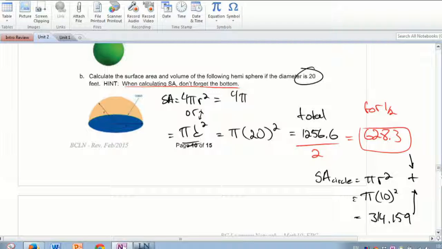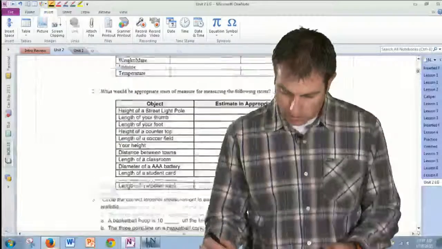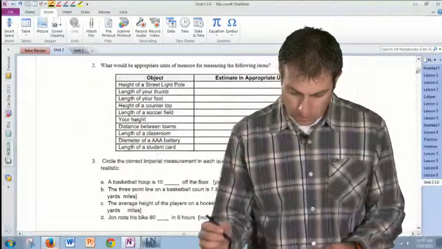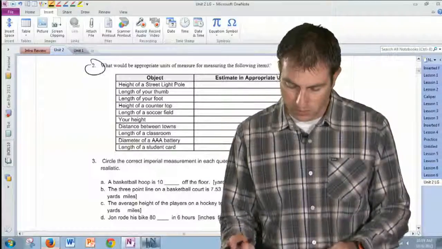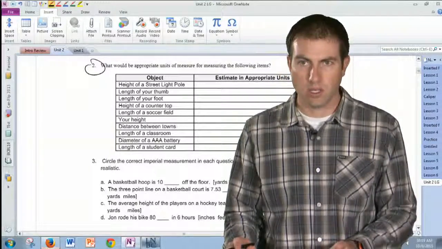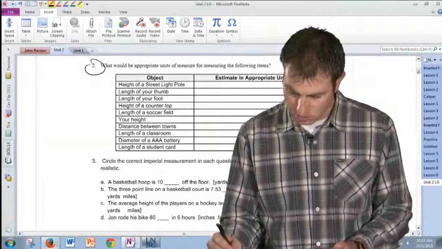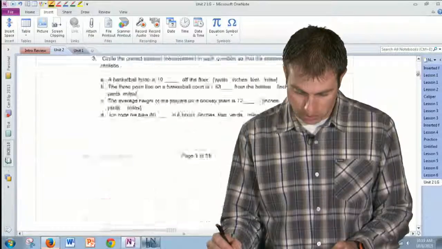The last, just have like 1 minute left, and first page of learning guide number 2. Maybe I can just give a couple pointers on that, Taylor, and then like this guy here, what would be the appropriate unit for measure of the following items? Is that the number 2 you're talking about? I'm assuming there's only one number 2 on the first page.